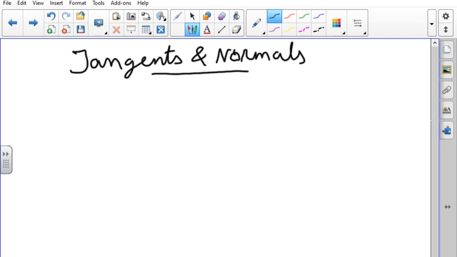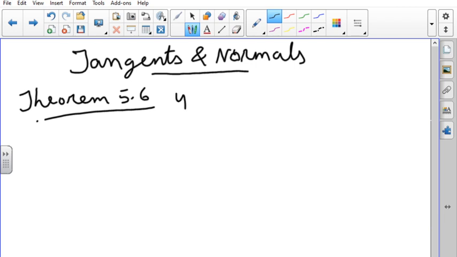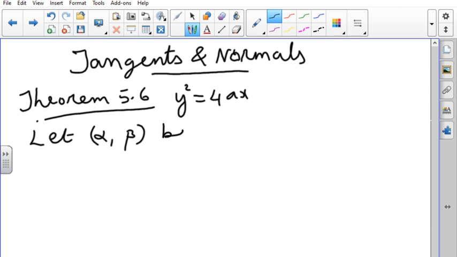First we will see a theorem, Theorem 5.6. The theorem is: three normals can be drawn to a parabola y square equal to 4ax, one of which is always real. So let alpha comma beta be a given point.